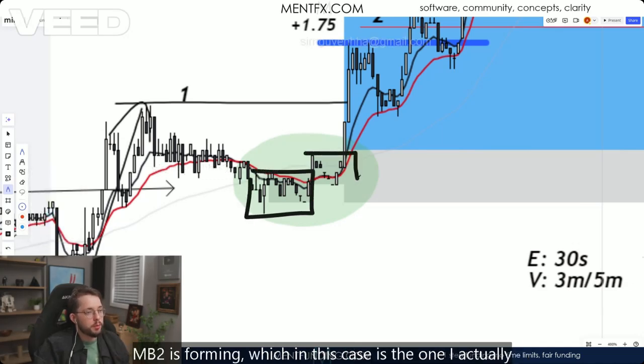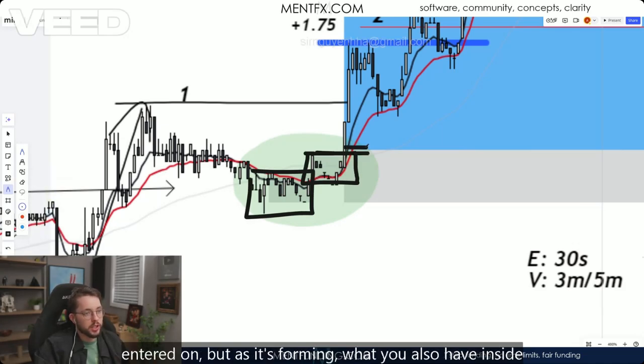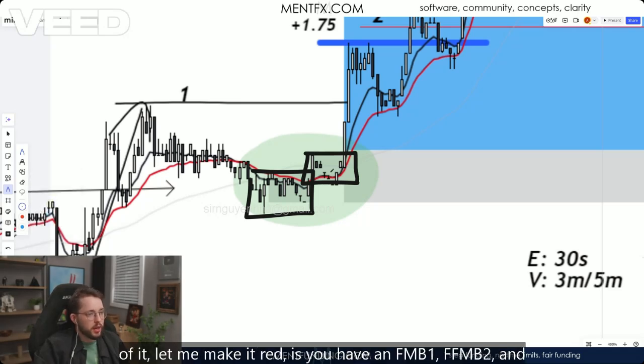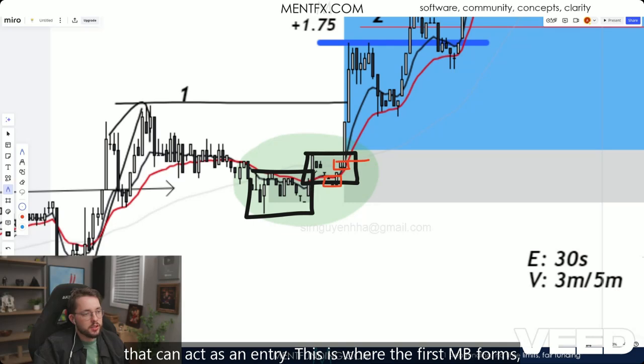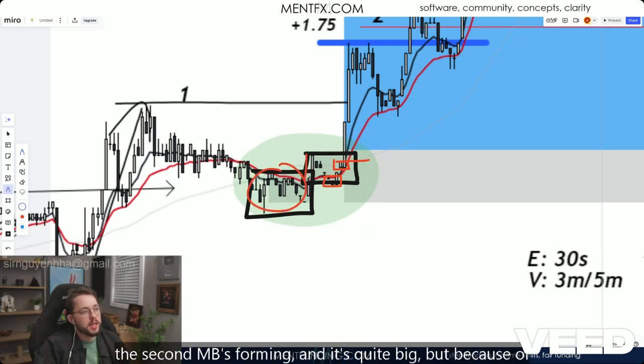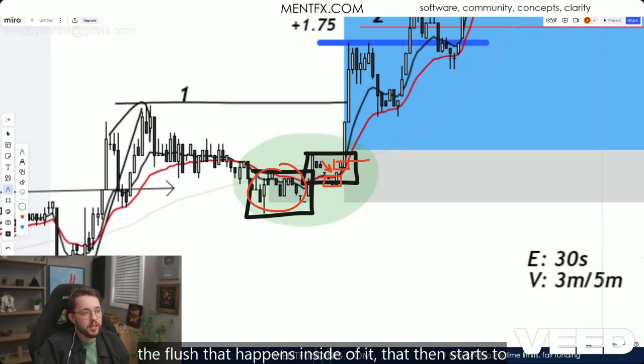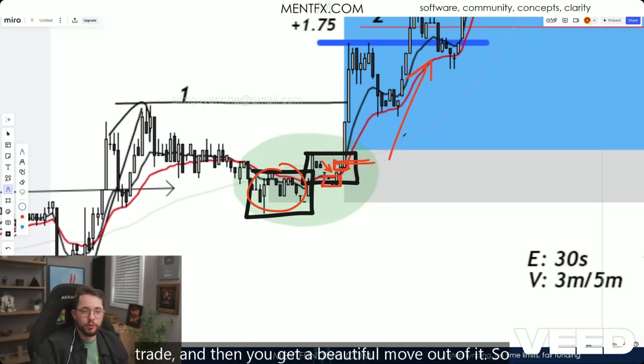as the larger MB2 is forming, which in this case is the one I actually entered on, but as it's forming, what you also have inside of it, let me make it red, is you have an FMB1, FFMB2, and that can act as an entry. This is where the first MB forms, the second MB is forming, and it's quite big, but because of the flush that happens inside of it, that then starts to create this double MB inside of it, this becomes a valid trade, and then you get a beautiful move out of it.